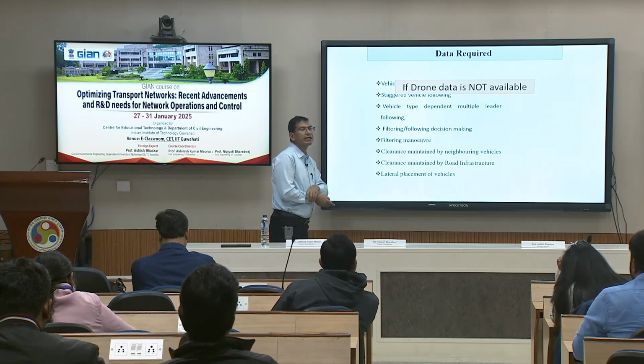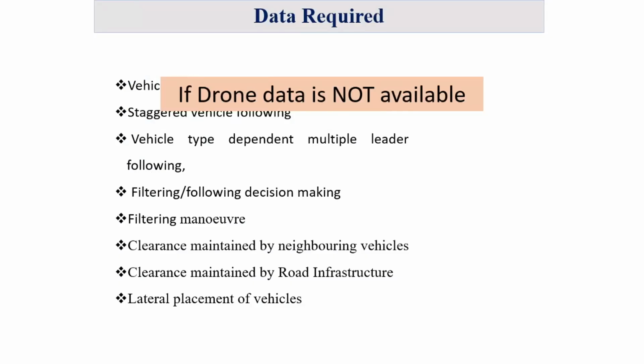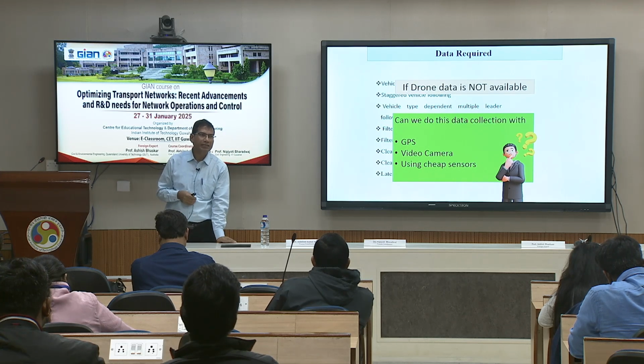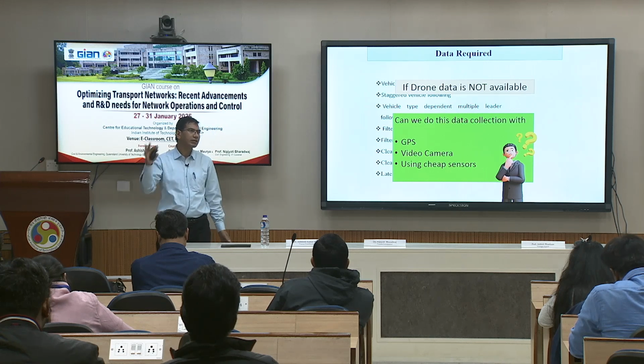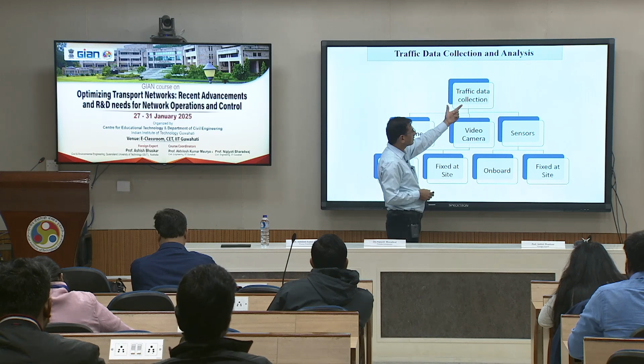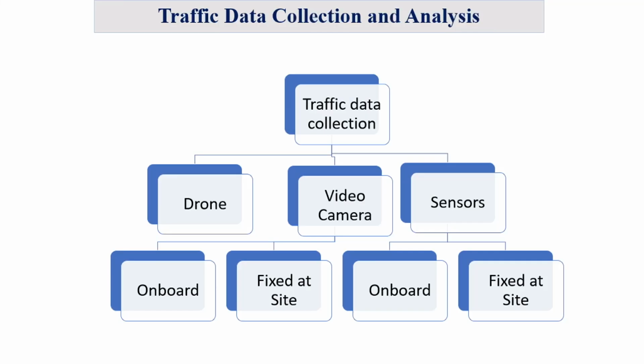What happens if this data is not available? Because it is not easy to collect the data. So then can we use some other measures to get this information? We will talk about how, in combination of using GPS, video camera and some kind of economical sensor, we can get some of this data or not. And subsequently we also talked about if we had drone data, how we can get the trajectory. So in order to get the data, we can have video camera, we can have sensor, we can have drone. Once we talk about video camera and sensors, there are two ways generally people collect the data.